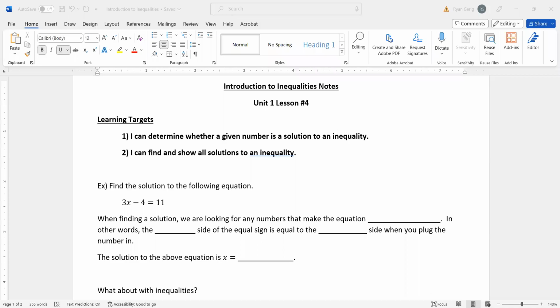Welcome to lesson 4. We just got done with a quiz over equations, and now we're going to move into inequalities. We're going to be changing pace quite a bit here. So let's get started. The learning targets: be able to determine whether a given number is a solution to an inequality, and find and show all solutions to an inequality.